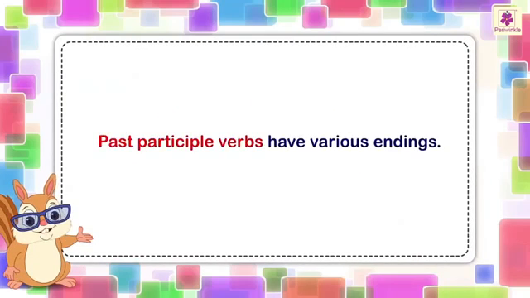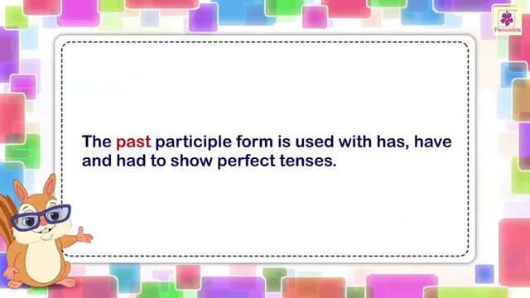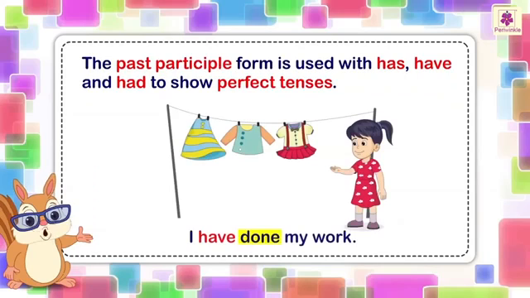Past participle verbs have various endings. The past participle form is used with has, have and had to show perfect tenses. For example, I have done my work.